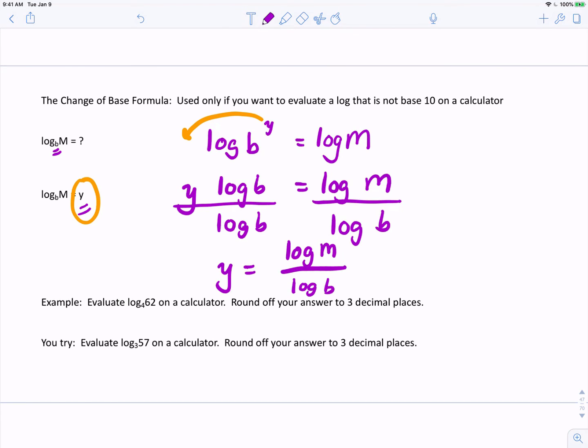All right, so how do we use this? Evaluate log to the base 4 of 62 on a calculator. Round your answer off to 3 decimal places. Well, according to the change of base formula, this is going to be equal to the common log of 62 divided by the common log of 4. And you just take your calculator and do that simple calculation. Log of 62 divided by log of 4 will give an answer of 2.977. Okay, here's one for you to try.